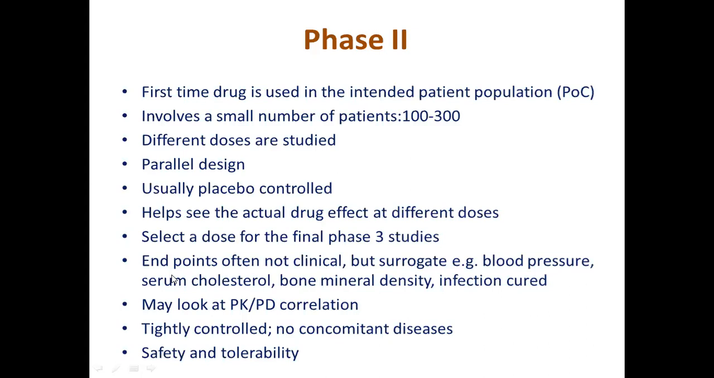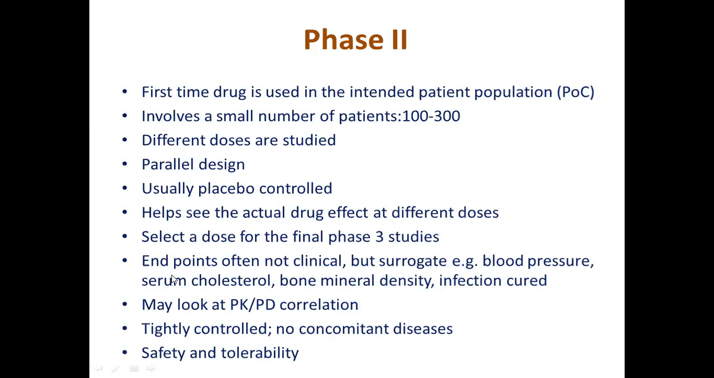Sometimes endpoints are not always clinical. We need to take surrogate markers like blood pressure, serum cholesterol, BMD, and sometimes infection cured in case of antibiotic studies. And also in a phase 2 clinical trial, we should look at the pharmacokinetic pharmacodynamic correlations. So this should be a tightly controlled study, and there should not be any concomitant disease.